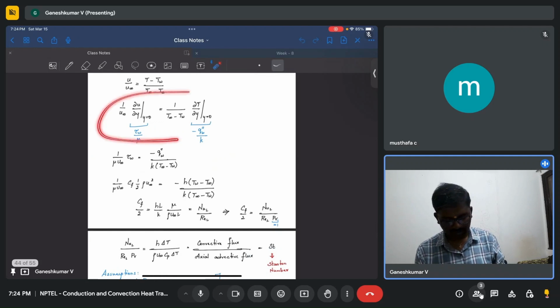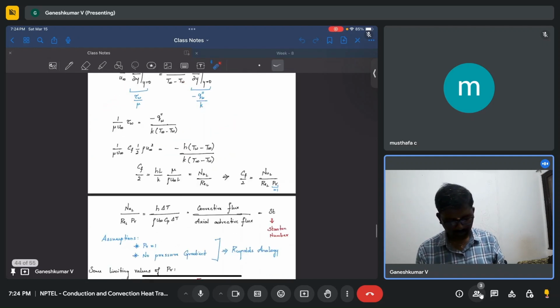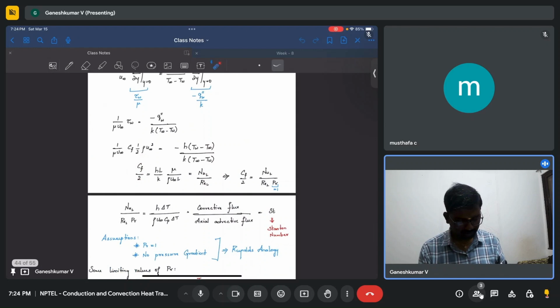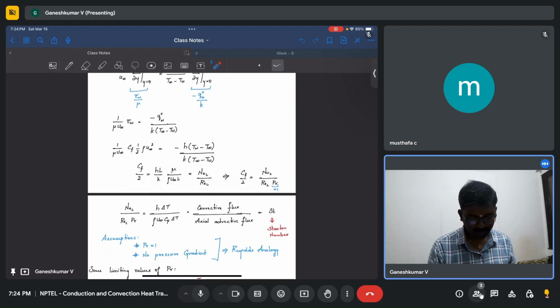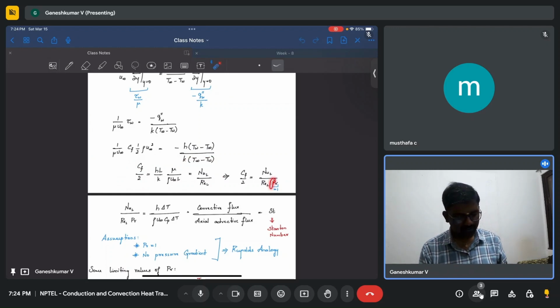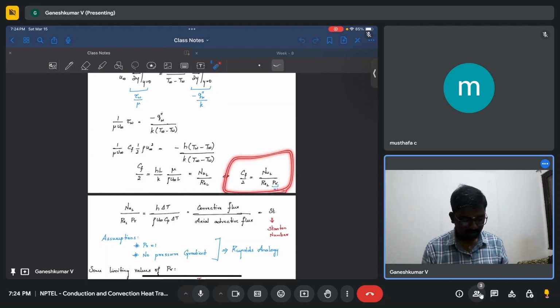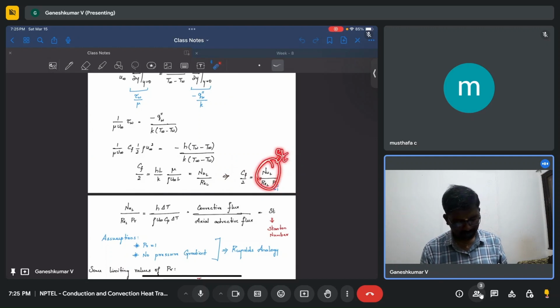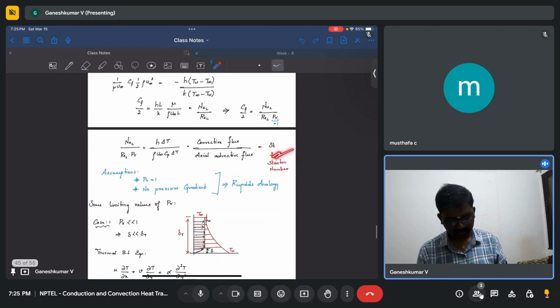So when you equate these two, you will end up having the skin friction coefficient to be nothing but Nusselt number by Reynolds number by Prandtl number. But the Prandtl number is 1 for this assumption to be valid. In fact, we actually derive it to be Cf by 2 is Nusselt number by Reynolds number. But you can add the Prandtl number because the assumption is the Prandtl number is 1 for this. So this is how the equation looks. This is replaced by the Stanton number, and hence you can write the Stanton number to be Cf by 2.